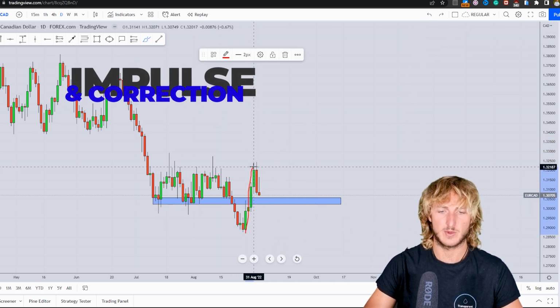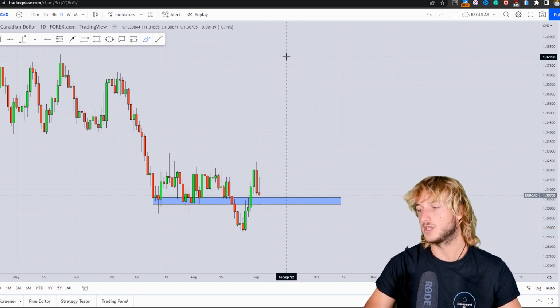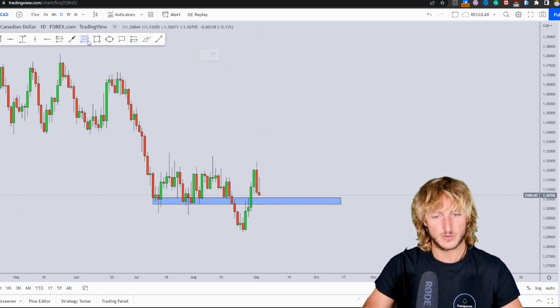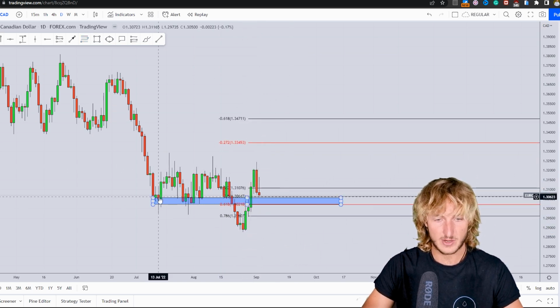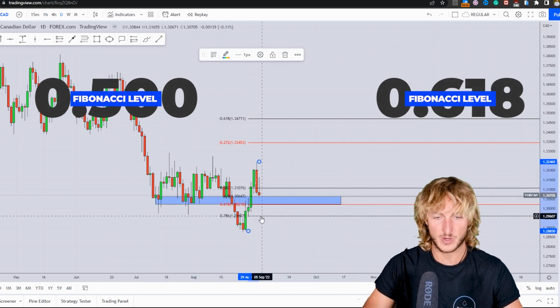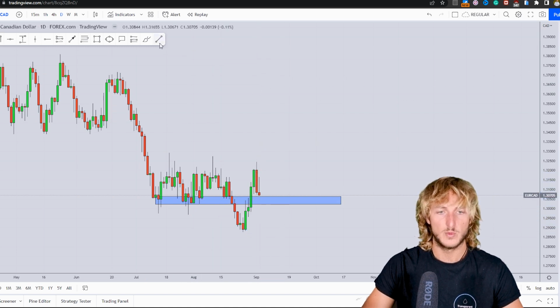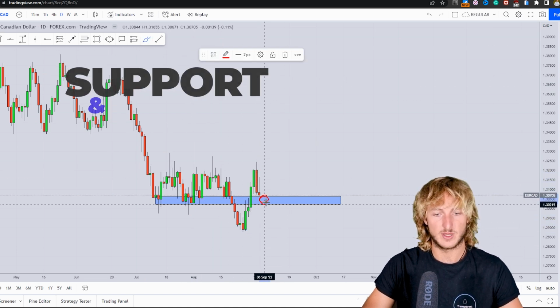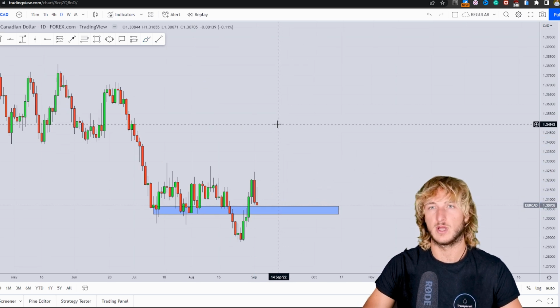We can also notice how we have an impulse and correction. And in general, after an impulse, if you want to measure the correction, you have to take your Fibonacci from the low to the high of the impulse. And we can see how this area is actually in between the 50% and 0.618 golden ratio of the Fibonacci taken on this daily impulse, which are a very strong area of support and demand, which we do expect the market to test and then potentially to reject to the upside.